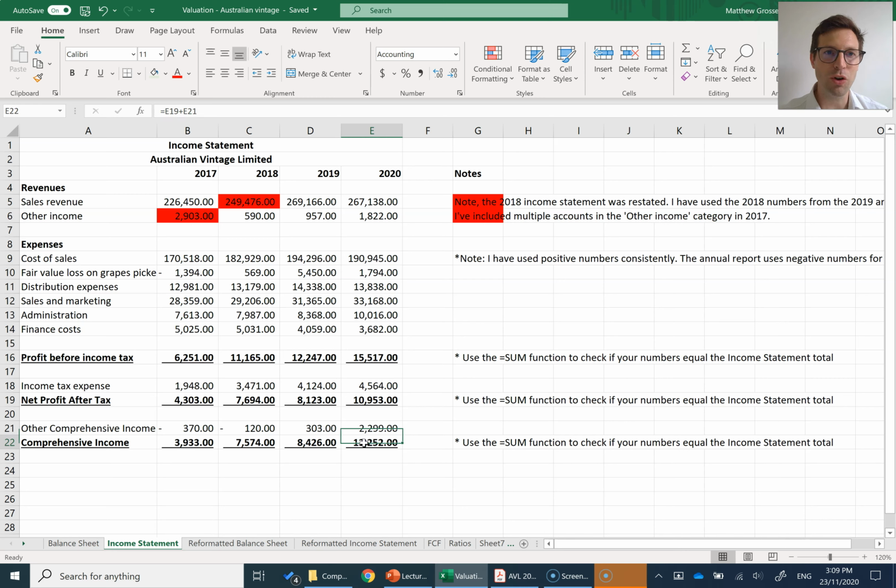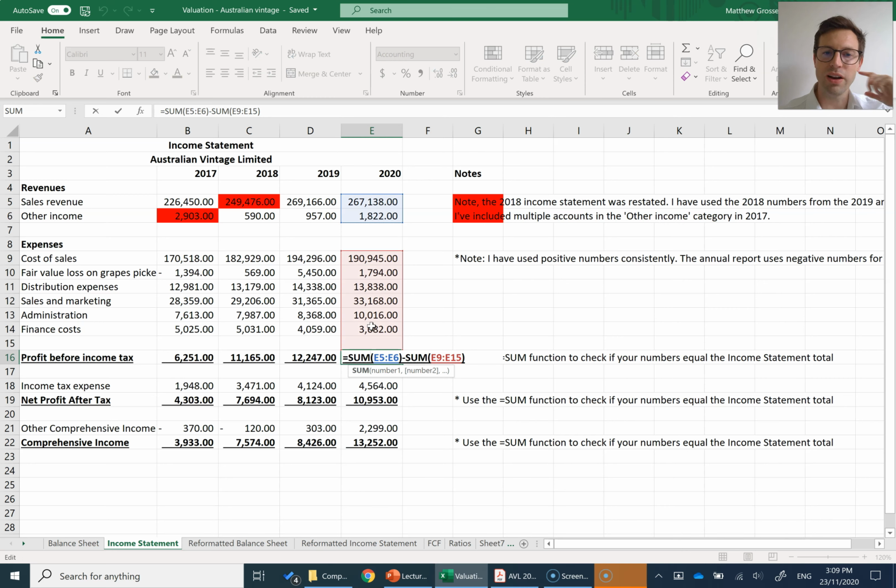So for example, comprehensive income here, I've actually done the calculation. I haven't just typed in the comprehensive income. I've done the calculation, net profit after tax, plus the other comprehensive income, and just make sure everything balances out. I've recalculated the profit, the revenues minus the expenses. Again, I just have these little checks to make sure I haven't made a data entry error.